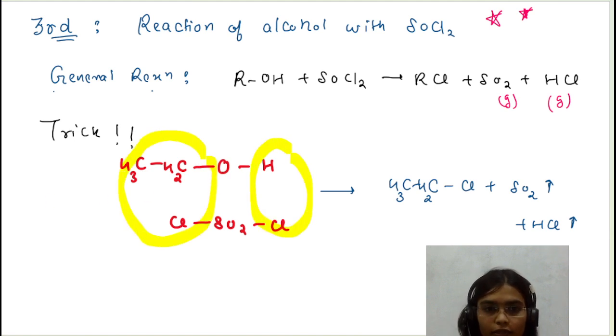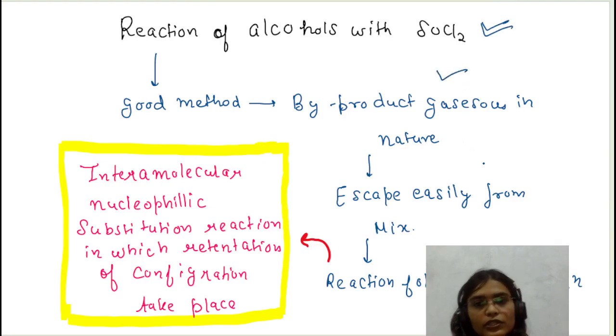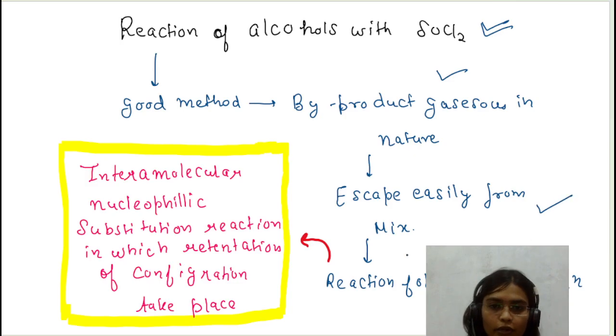Let's continue further. Now, the reason which I just explained to you is already written here, that this reaction is a very good method. Why? Because the gaseous byproduct escapes out, and that's why. And one more thing, it follows the SN1 mechanism. In the SN1 mechanism, retention of configuration takes place.